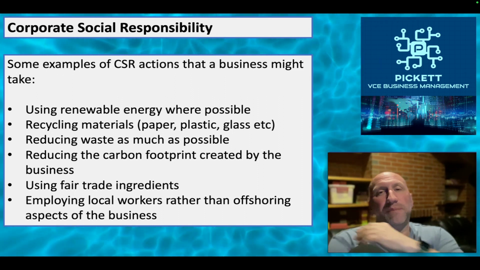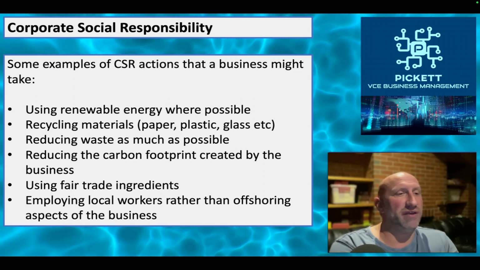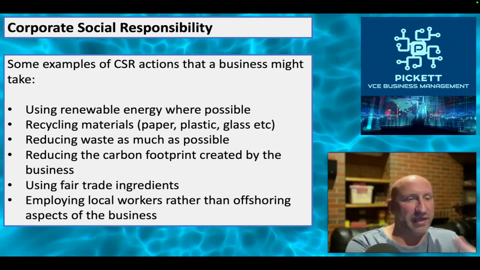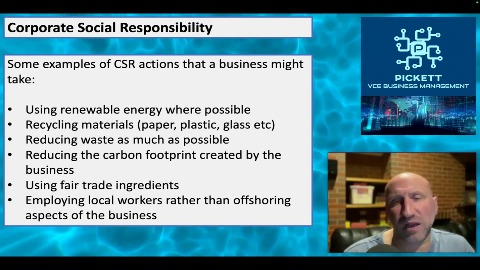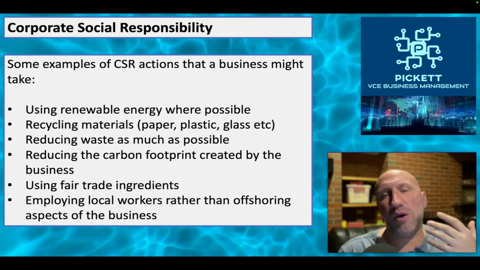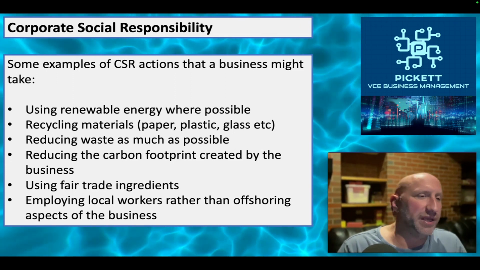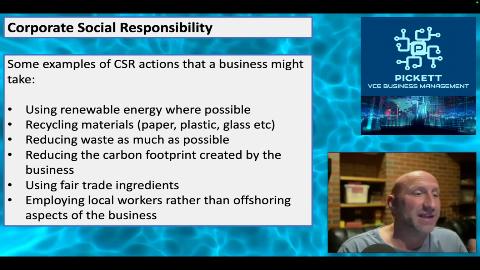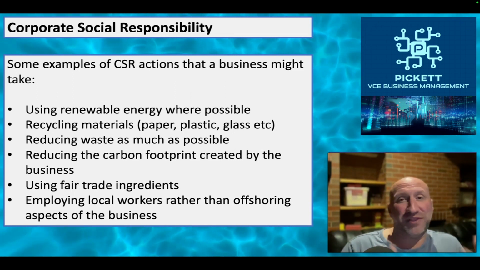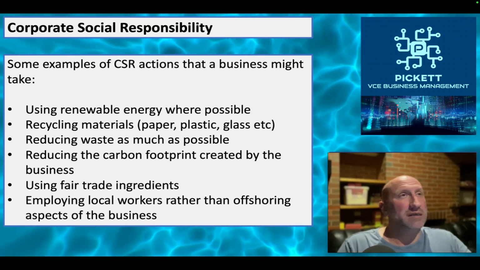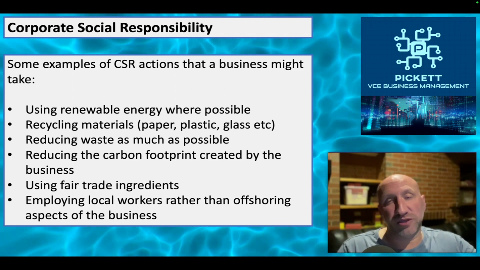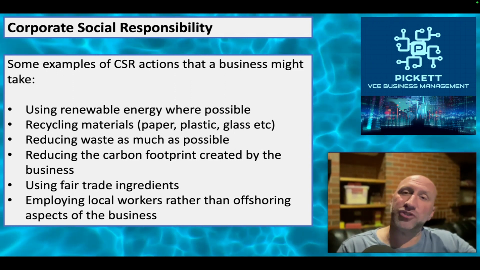So, for example, a business would be demonstrating CSR if they're using renewable energy where possible. Okay, if they're recycling their materials, so any paper, plastic, glass that they might produce or use, recycling that. Reducing their waste as much as possible would be a CSR activity. Reducing the carbon footprint that they create, however they create that. If they use heavy machinery, which has a potential to pollute the environment, somehow reducing that pollution.